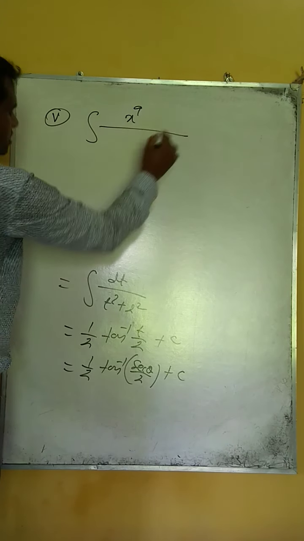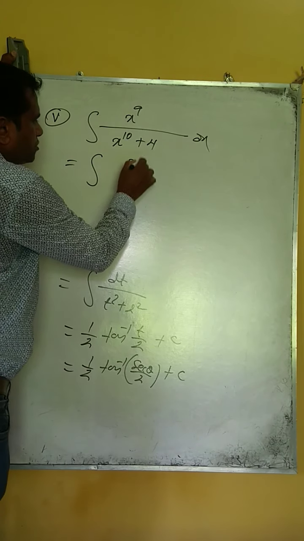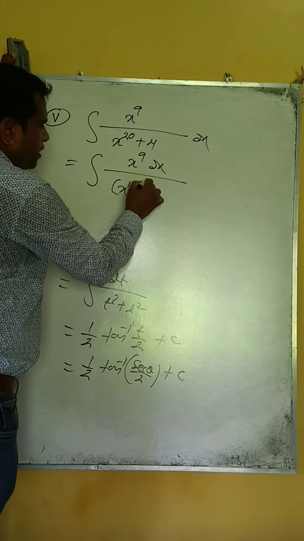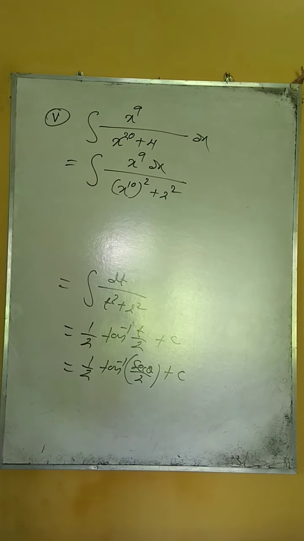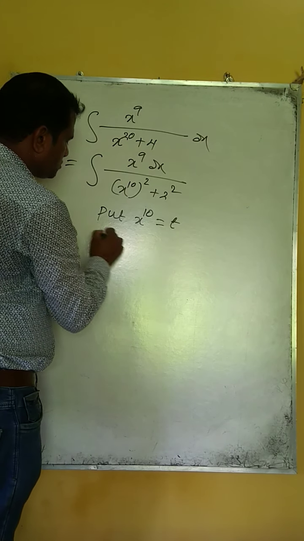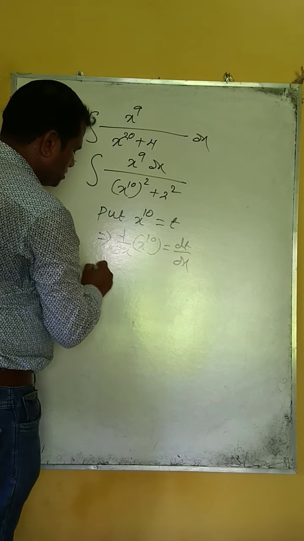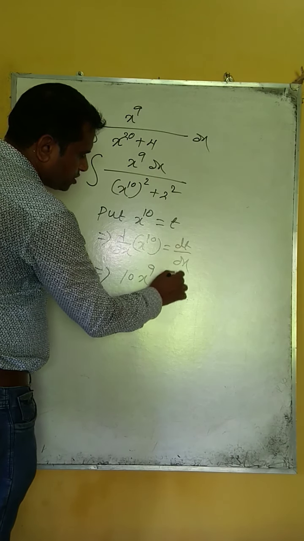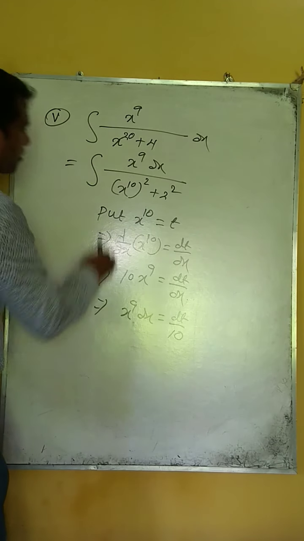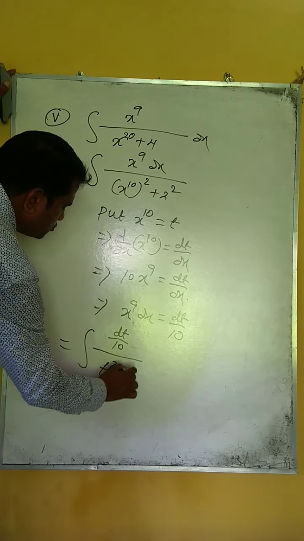Integral x to the power 9 divided by x to the power 10 plus 4 dx. We write x to the power 9 dx divided by (x to the power 10) whole square plus 2 square. Put x to the power 10 equal to t. Differentiate both sides: d by dx of x to the power 10 is dt by dx, so 10 x to the power 9 equals dt by dx, and x to the power 9 dx equals dt by 10. So here we write dt by 10 divided by t square plus 2 square.